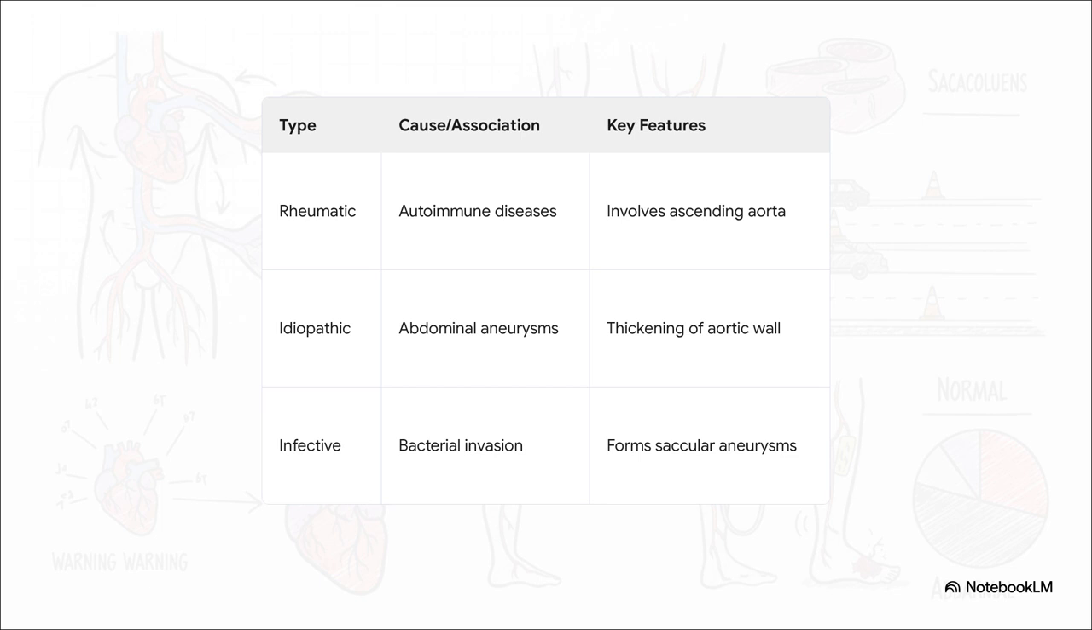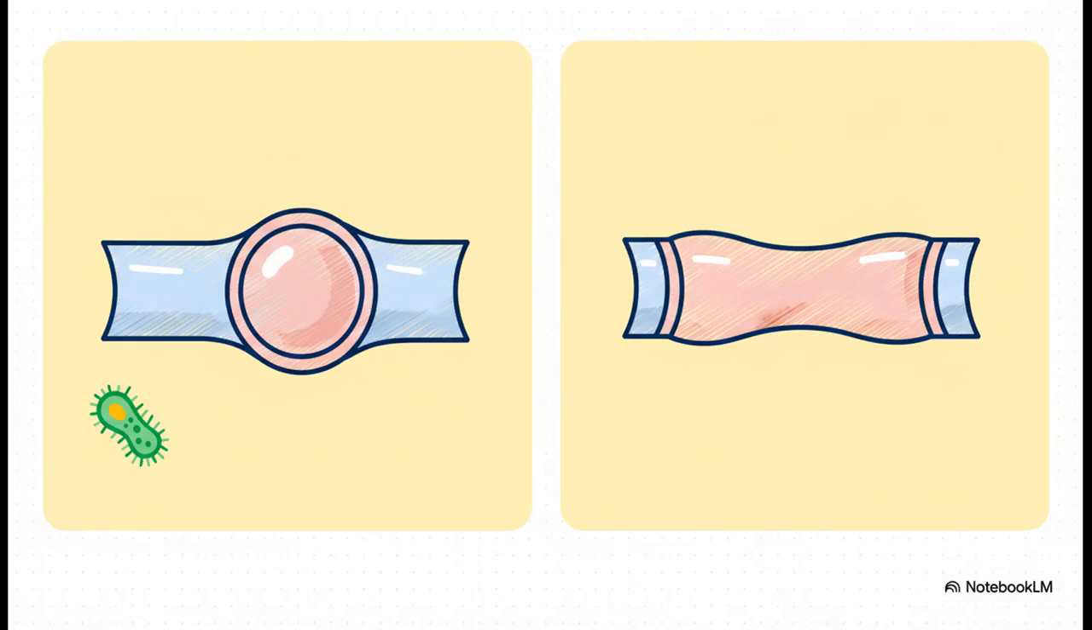So all of this inflammation can seriously weaken the aorta's wall, causing it to bulge outwards in a really dangerous way. This bulge, we call it an aneurysm. And as you can see here, they can form in different shapes. Infective aortitis, for instance, often creates what's called a saccular, or kind of bubble-like aneurysm. Other conditions can cause a more uniform, spindle-shaped swelling, which is known as a fusiform aneurysm.